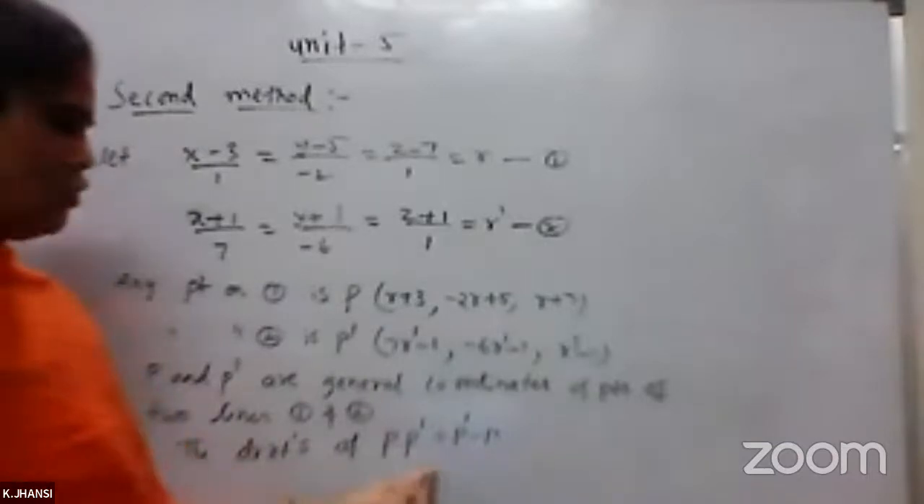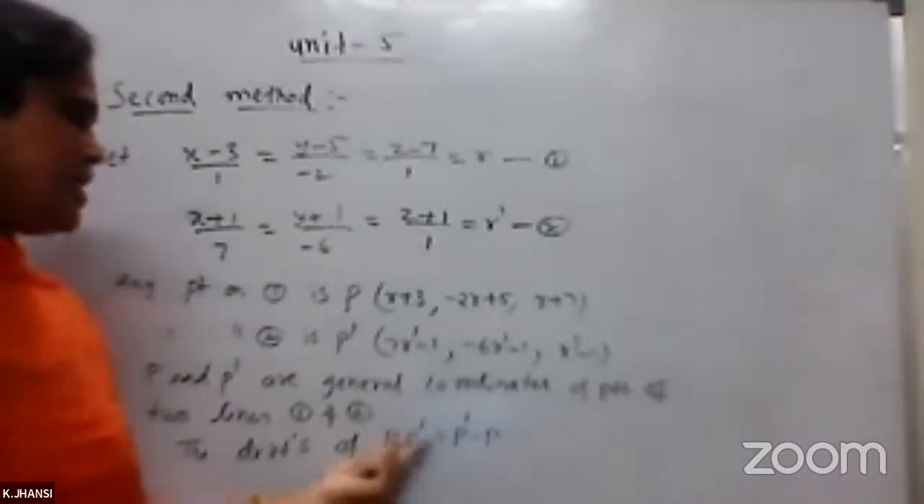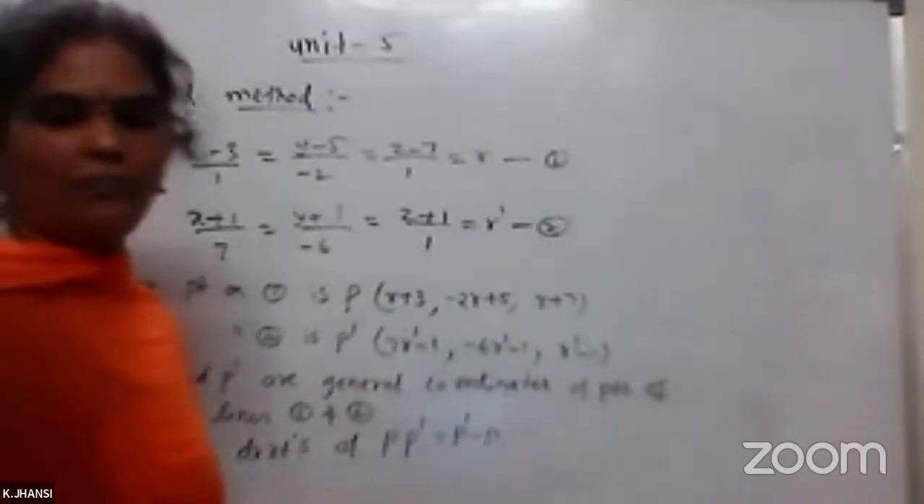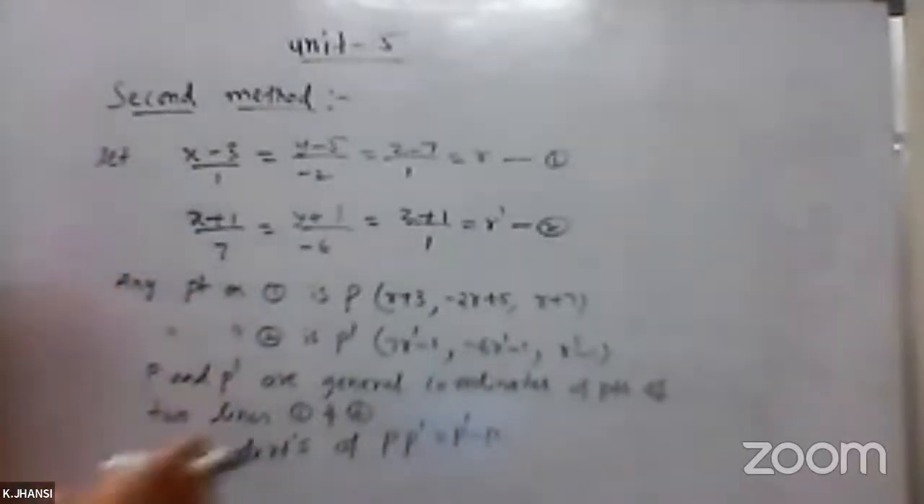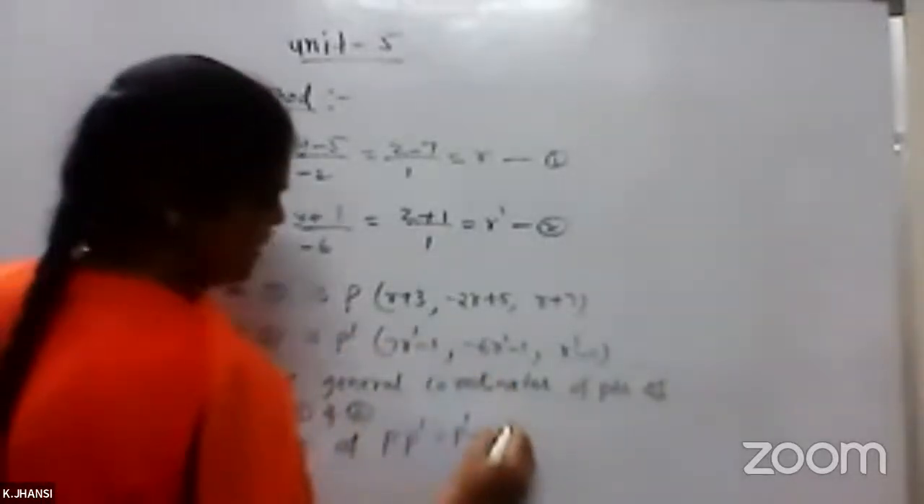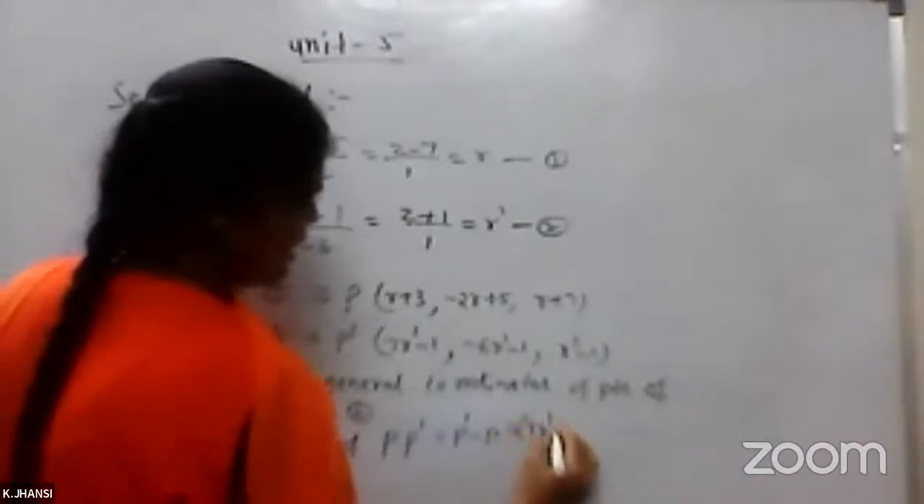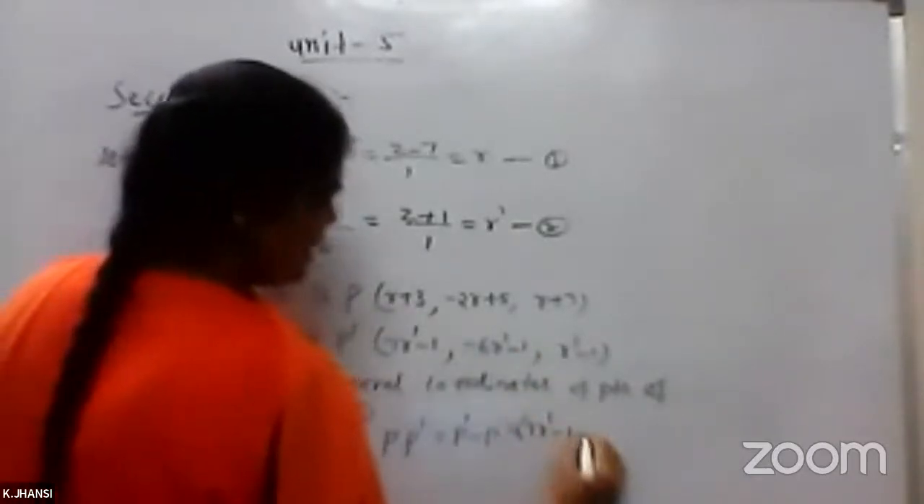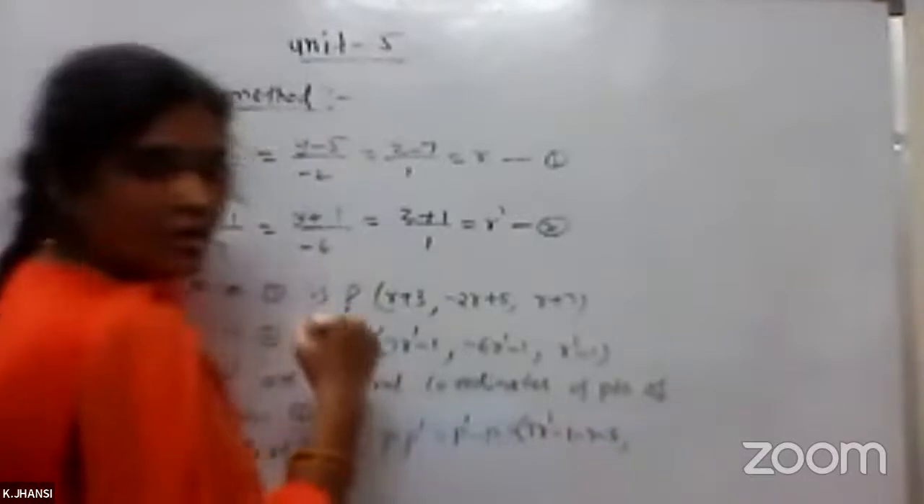I am writing this one, don't write it in the examination. P p dash means here p dash minus p. Okay. So this is our p dash values, that is 7r dash minus 1 minus r minus 3. You will be able to see.